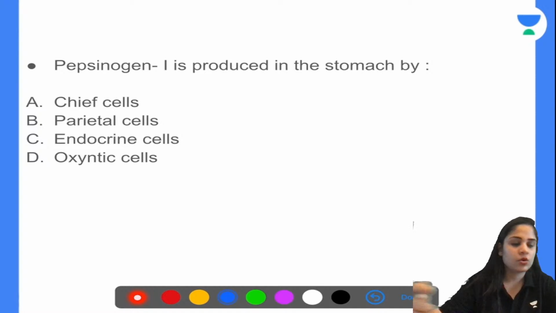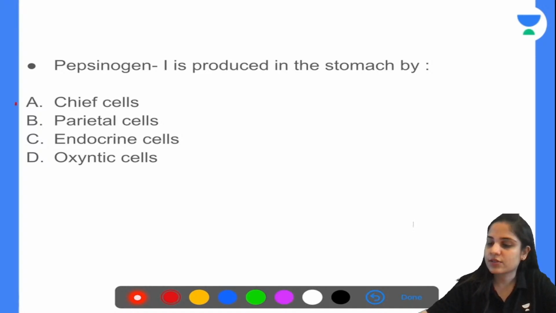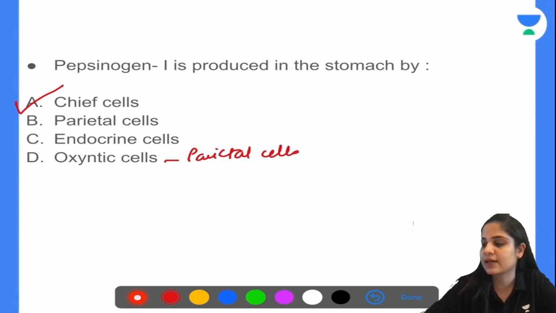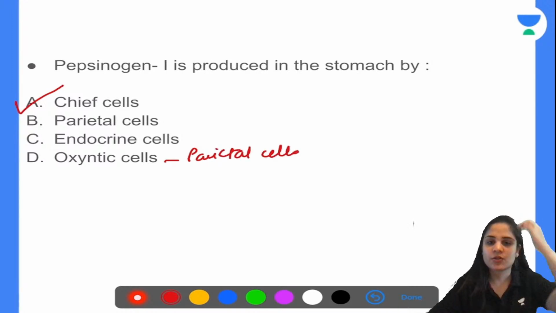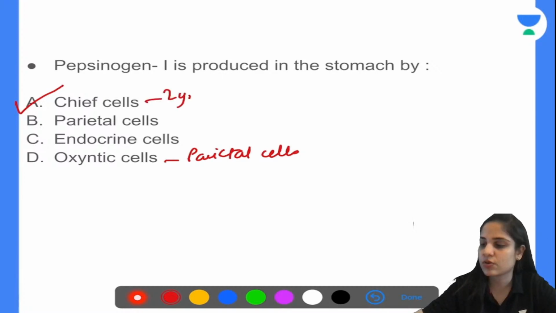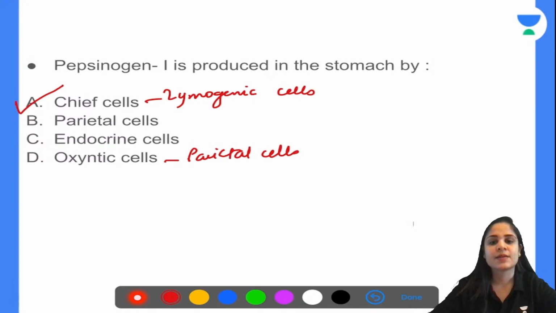All right, so the correct answer is chief cells. Pepsinogen 1 is produced in the stomach by chief cells. Now, the oxyntic cells that I have written here are nothing but another name for parietal cells. So literally, options B and D are the same. When we talk about all the cells, chief cells are also called zymogenic cells, and parietal cells are also called oxyntic cells, one and the same thing.